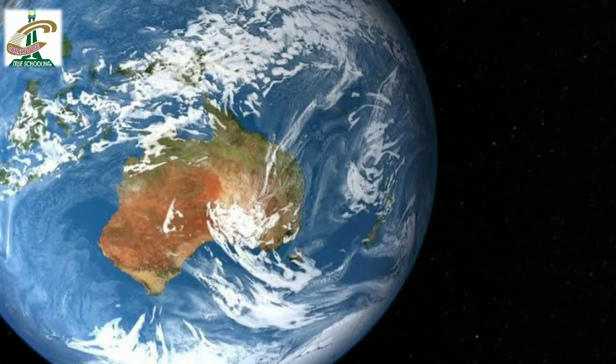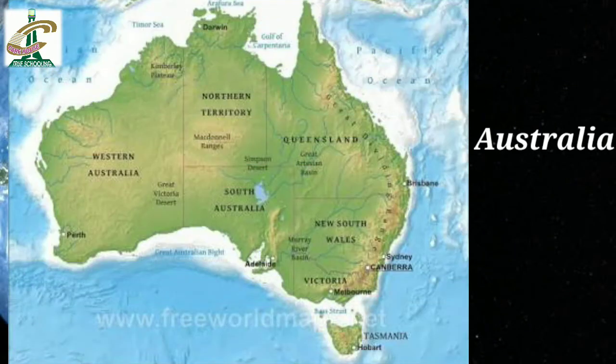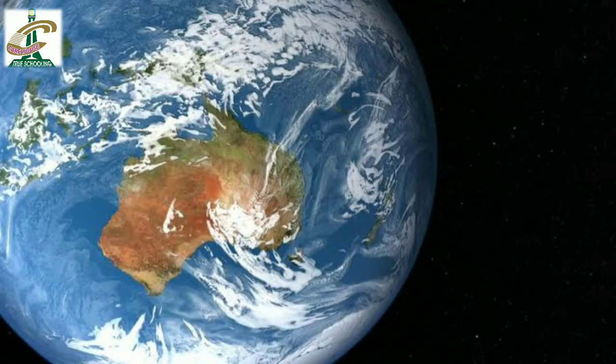And dear students, in the last, Australia. It is the smallest continent. In its east and north lies the Pacific Ocean, and in its west and south lies the Indian Ocean.